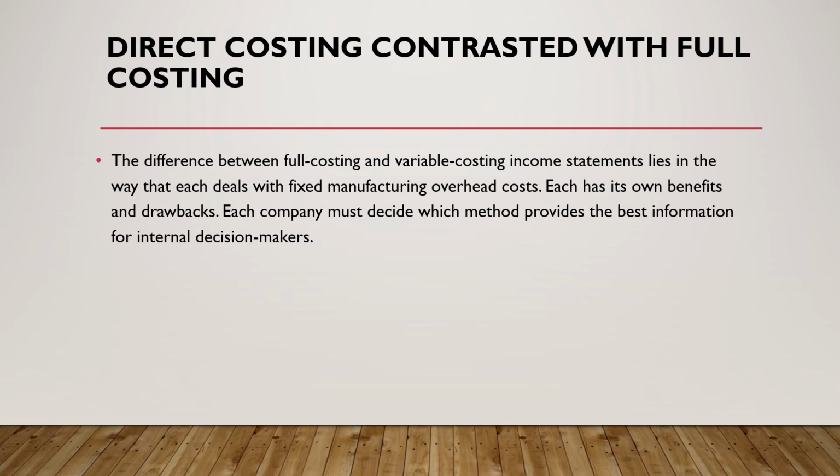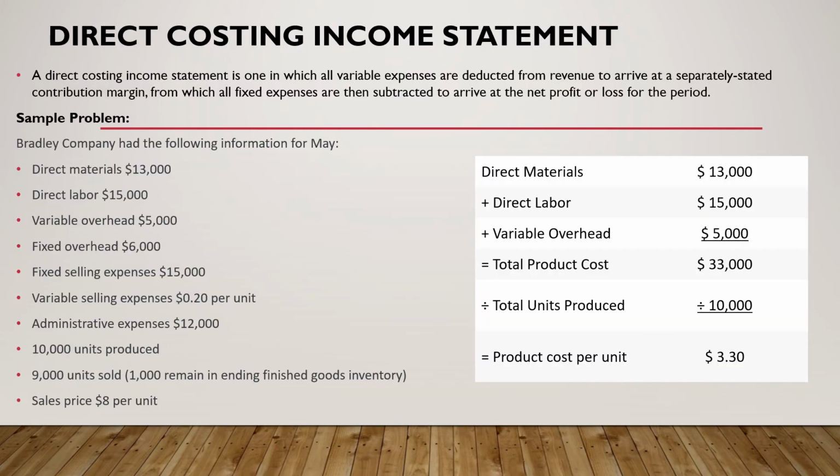The difference between full costing and variable costing, or the direct costing income statement, lies in the way that each deals with fixed manufacturing overhead costs. Each has its own benefits and drawbacks. Each company must decide which method provides the best information for internal decision makers. A direct costing income statement is one in which all variable expenses are deducted from revenue to arrive at a separately stated contribution margin, from which all expenses are then subtracted to arrive at the net profit or loss for the period. Here is another sample problem.